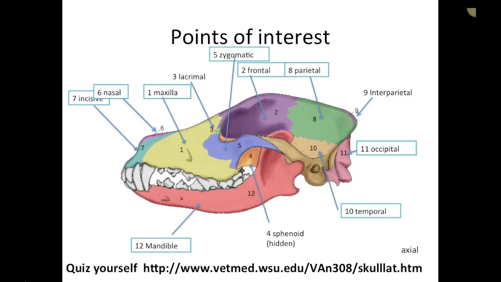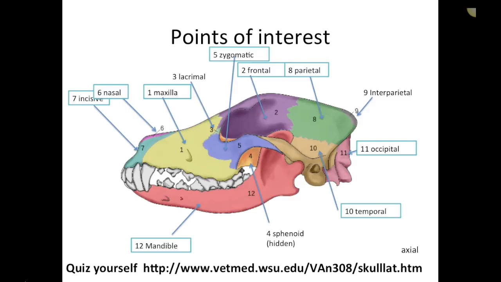Okay, so starting at the most rostral aspect, we have the incisive bone. Notice how I use that directional terminology just like that. So the incisive bone is what attaches the front teeth, so the incisors, to the skull. And then we have the nasal bone. I should just go in order.